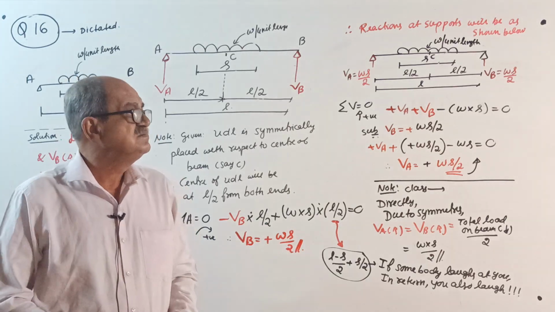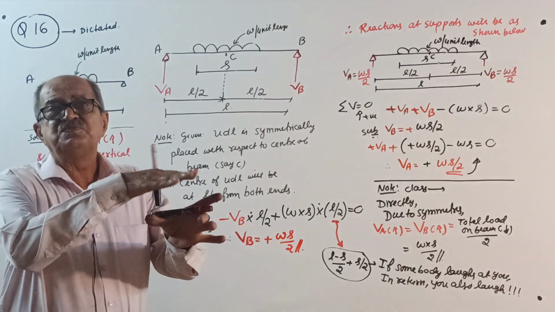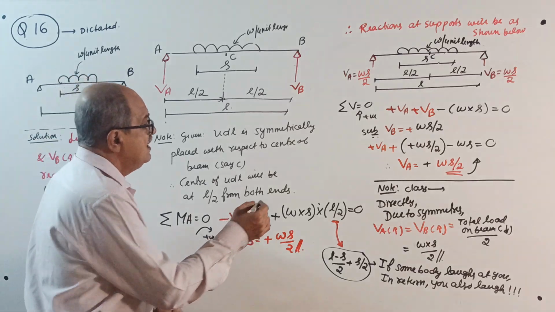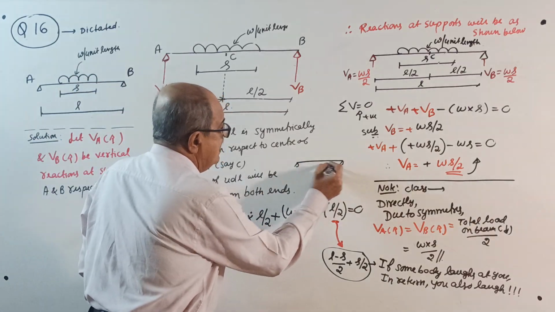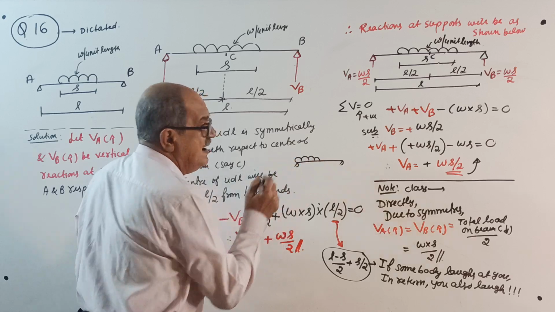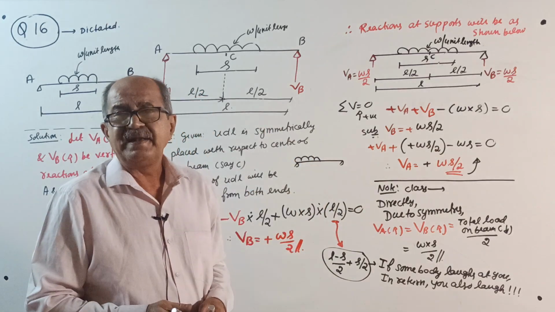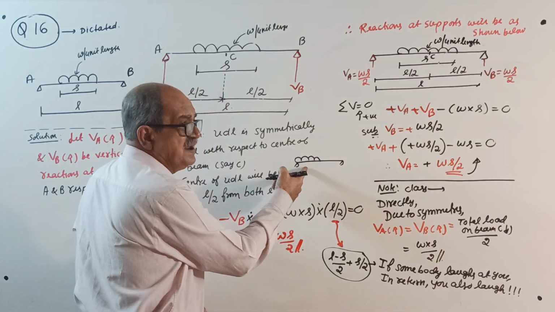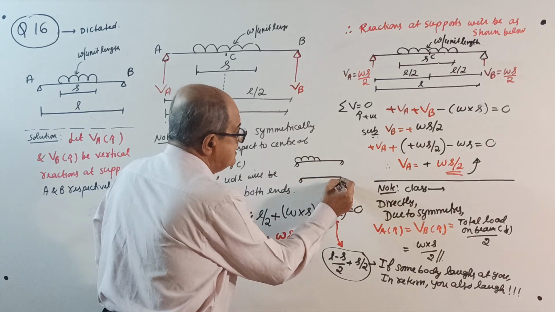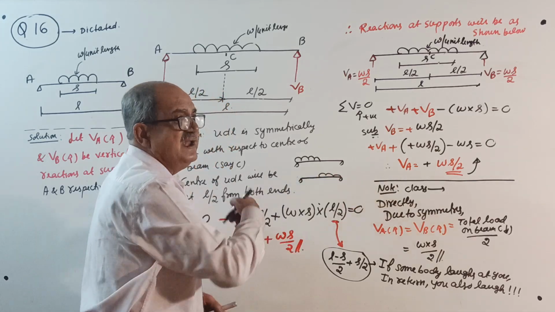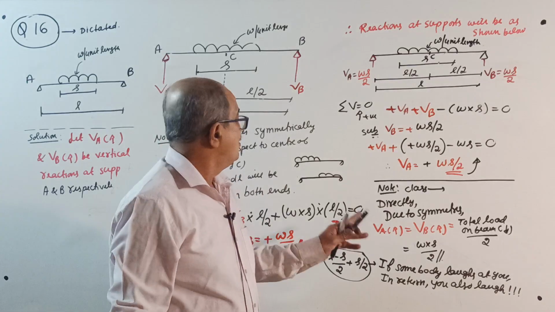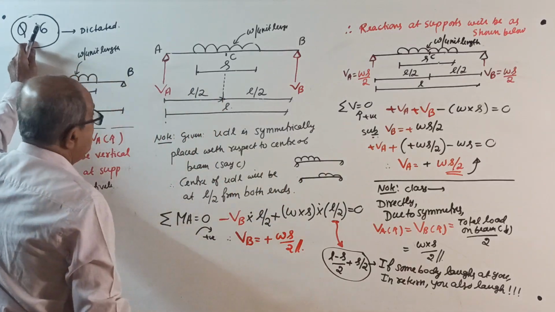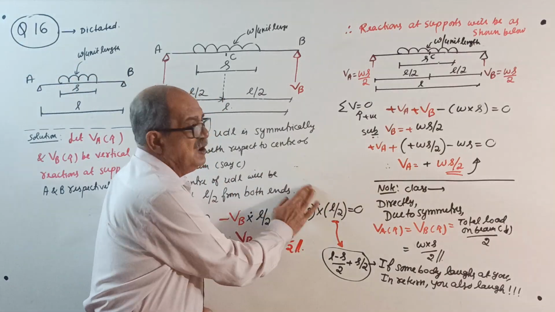One more note you can make. First we considered full span UDL. Then we considered UDL starting from the left end and extending for some length. Bookwork type questions, numerical questions, all solved. Then next I solved partial UDL starting from the right end and extending for some length. This is already over, question number 15 last time. Now continued. So question 16 will be once again simply supported beam with partial UDL.